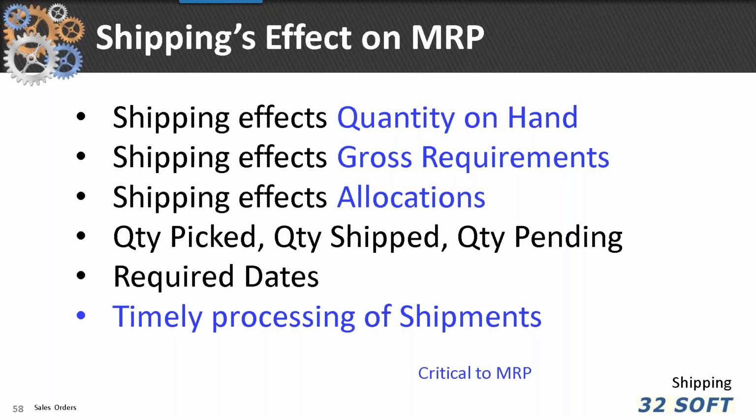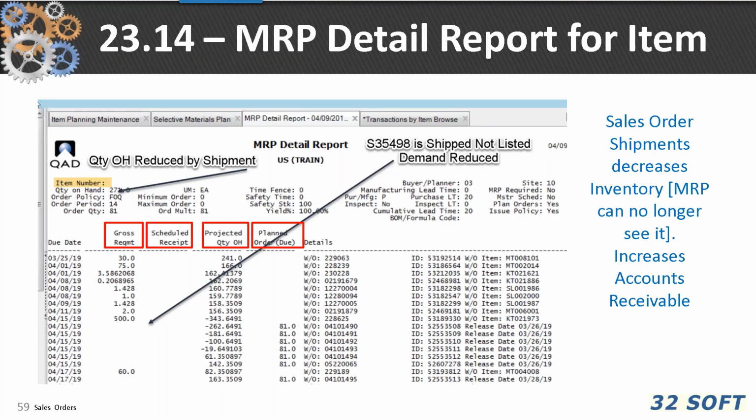Timely processing of these shipments is critical, especially if you're working under a revenue recognition for the accounting standards update number 2016.10 issued in April of 2016. In the 2314 MRP detail report, we see the quantity on hand is reduced by the shipment, and the sales order shipped no longer lists as part of the gross requirements. That is, demand has been reduced, and there's a corresponding increase in accounts receivable.